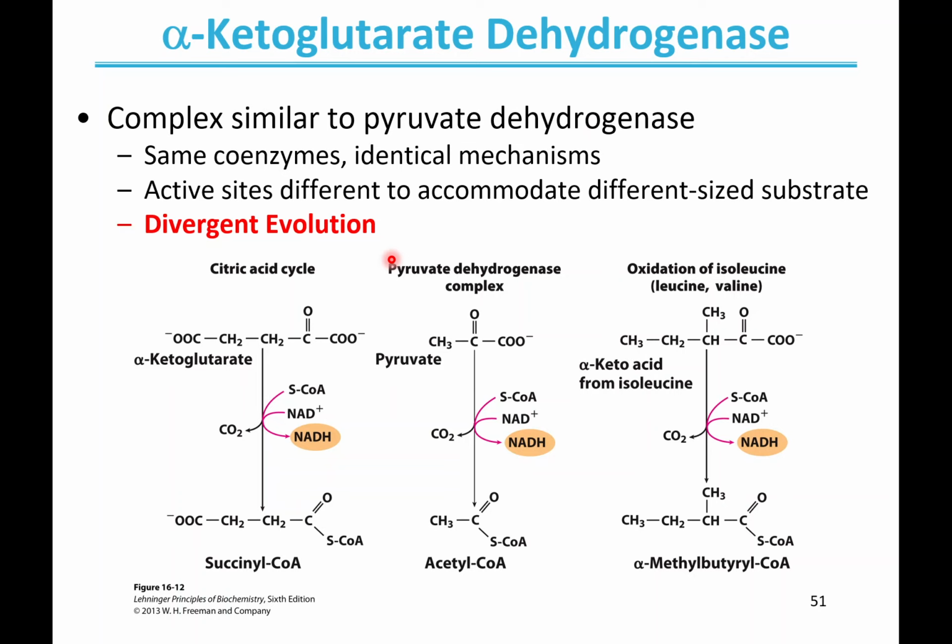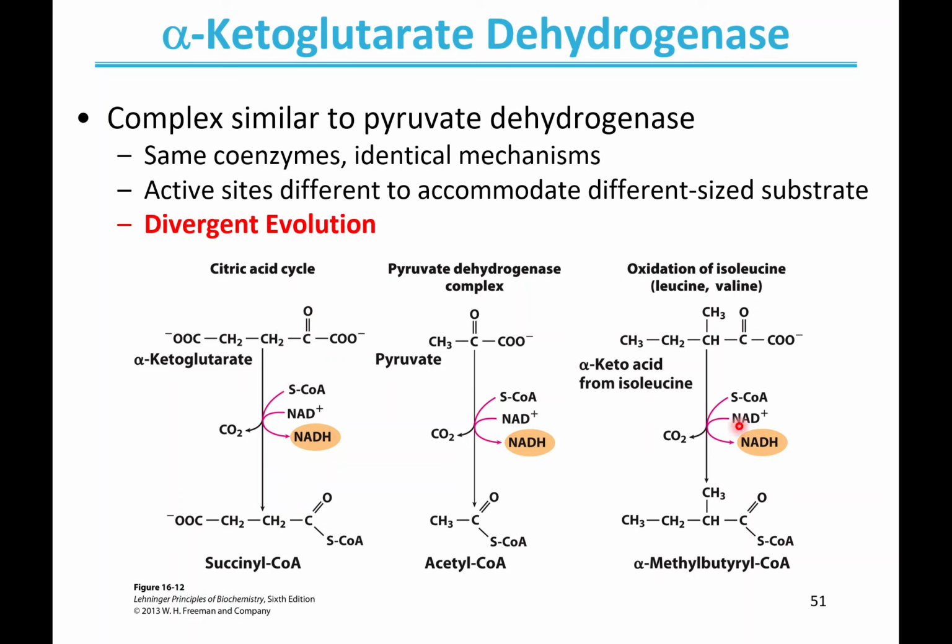These different complexes that are specific for different substrates are an example of divergent evolution. So they use the same coenzymes, identical mechanisms. Their structures are very similar. The only difference is you have active sites that are different to accommodate different shaped and sized substrates. Okay, so in the citric acid cycle, you have the enzyme system with the active site specific for alpha ketoglutarate. Pyruvate dehydrogenase is specific for pyruvate, and you'll see those are somewhat similar, right? You have this acid with a ketone next to it, right? And for both of them, the size of the side chain is the difference.